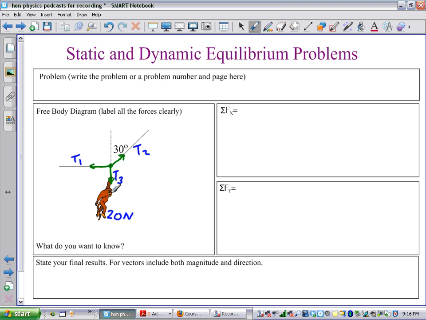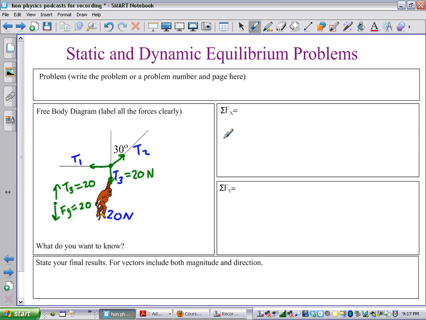We know that because the monkey is hanging on the rope T3, if we consider a free body diagram of just the monkey over here, this dot is the monkey, we will have the force of gravity going down, and we'll have T3 going up. And since the force of gravity is 20, then T3 must also be 20. So to start the problem, we already know the value of one of our three forces.